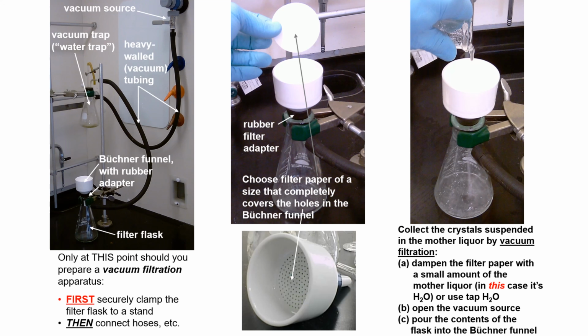Dampen the filter paper with a small amount of the mother liquor, in this case it's water, or you can simply use tap water. Then open the vacuum source, and finally swirl the flask to suspend the crystals and pour the contents of the flask into the Buchner funnel.